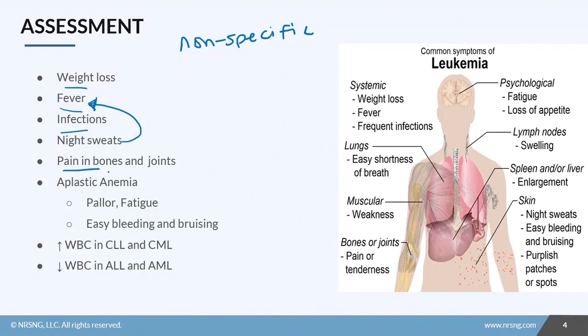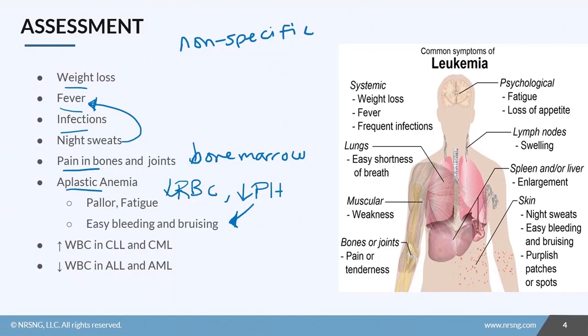That is pain in the bones and the joints. Why? Because it's cancer of the bone marrow. So they're going to have achy bones. And then because the bone marrow isn't functioning properly, we're going to see aplastic anemia where they aren't producing red blood cells or platelets correctly either. So we're going to see anemia. So we'll see pallor, fatigue, those signs of anemia. We're also going to see easy bleeding and easy bruising. This is thrombocytopenia. If you want to learn more about that, go back to the thrombocytopenia lesson and watch that.